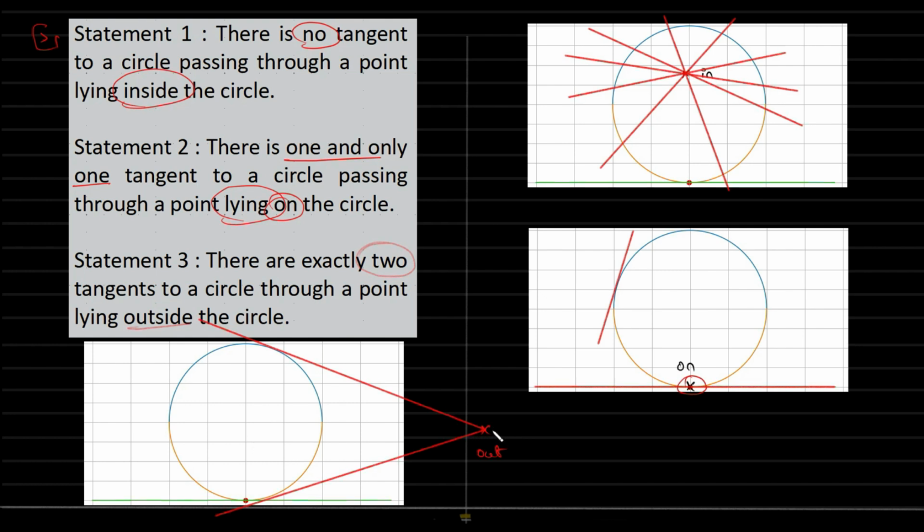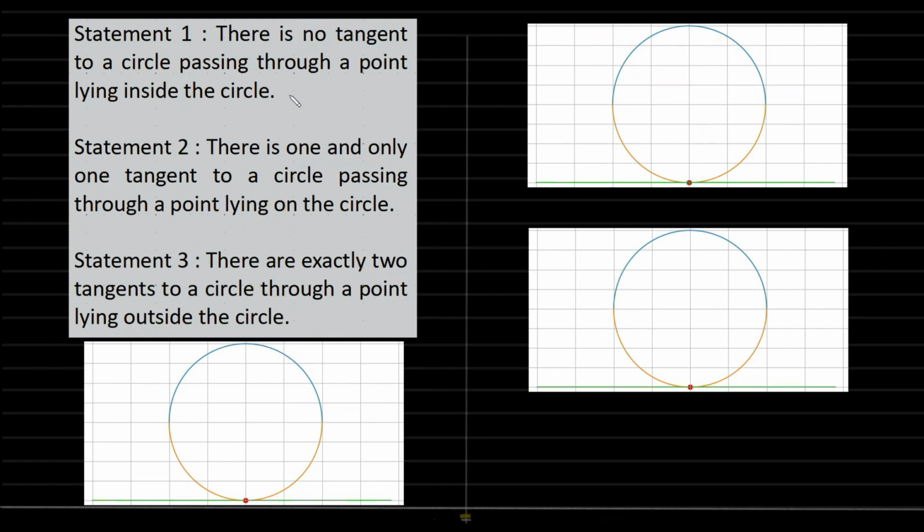Which satisfy two conditions. That is, it's passing through this point P, and also a tangent to this circle with center O. Anything else you draw will be just a normal line like this. If not, it will be a secant. And there is no other possibility. So there are only two tangents possible for this particular scenario.